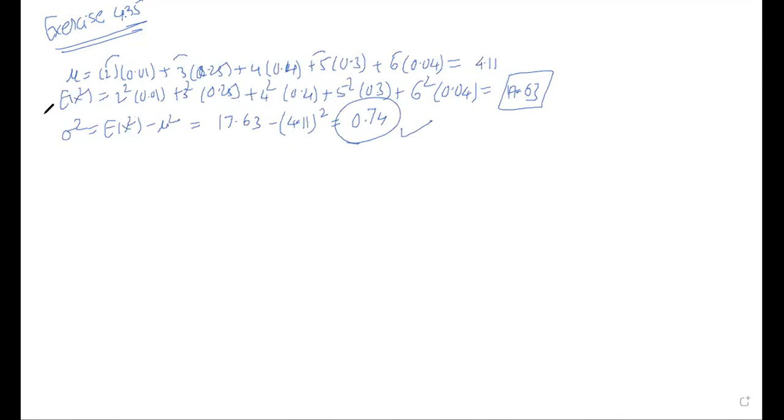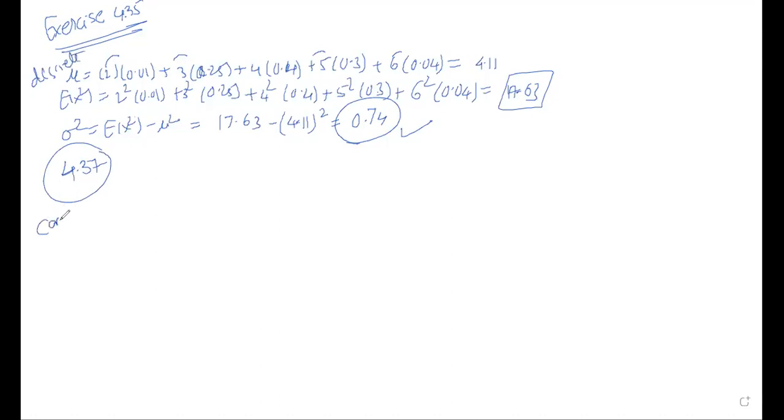Article 4, examples 4.43, 44, 45, and 4.33, 34, 35, 36. They all are in the same line. Let me go for example number 4.37. Example 4.37 says that this is a discrete case.